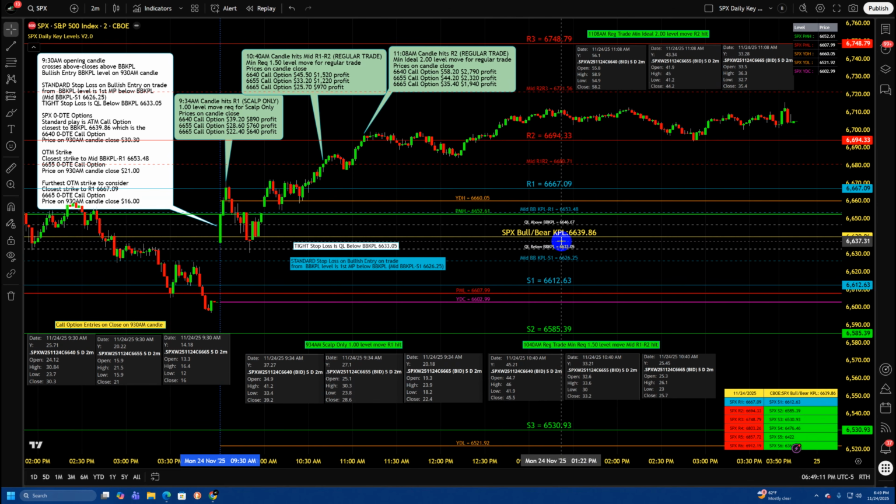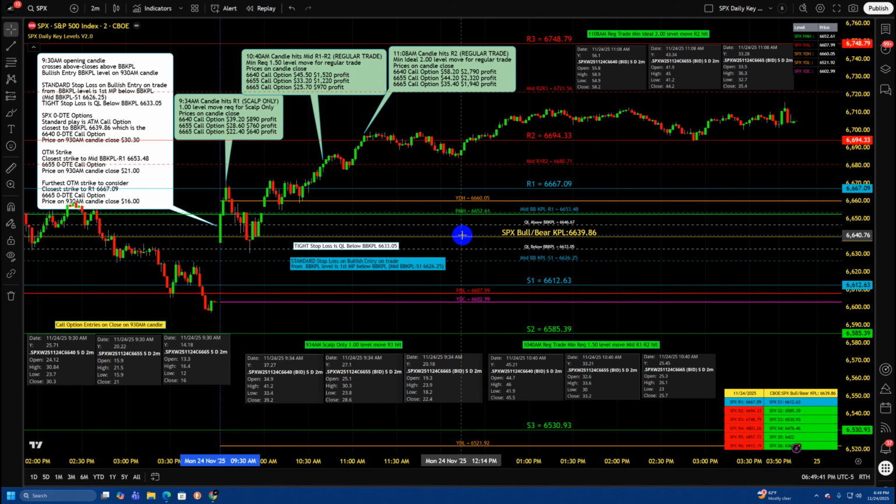And what this means is the bias for the initial part of the session. So the bias is based on the 9:30 a.m. candle close, whether that is above or below the bull bear KPL level. And in today's session, the opening candle closes above the bull bear key price level, so that is a bullish entry signal for taking that 9:30 a.m. candle trade.